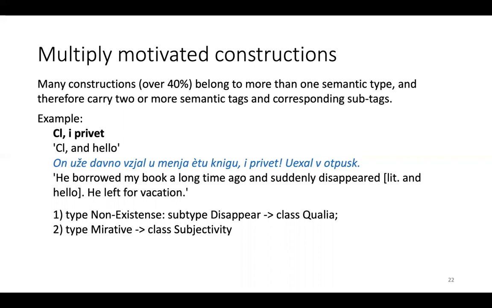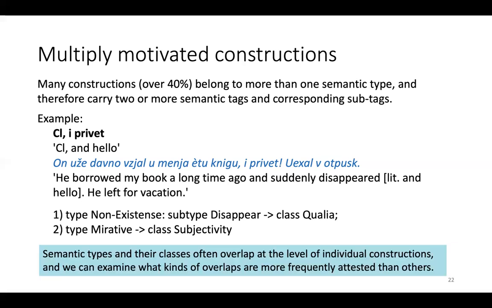Two important ideas about this construction are: a participant of a situation disappears, and it happens unexpectedly to the speaker. This construction simultaneously belongs to two semantic types: non-existence, subtype disappear, in the class qualia, and mirative, in the class subjectivity. This is a good example of how semantic types and classes can overlap at the level of individual constructions. And we can examine what kinds of overlaps are more frequently attested than others.